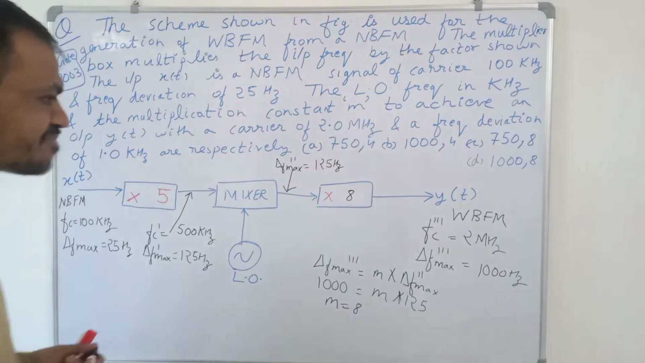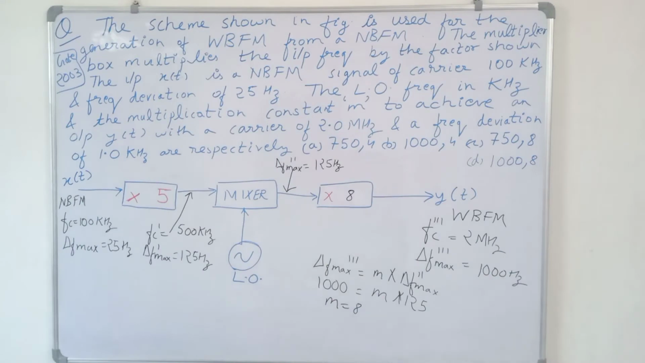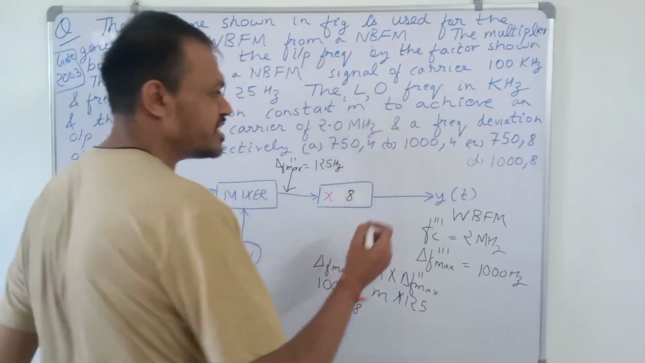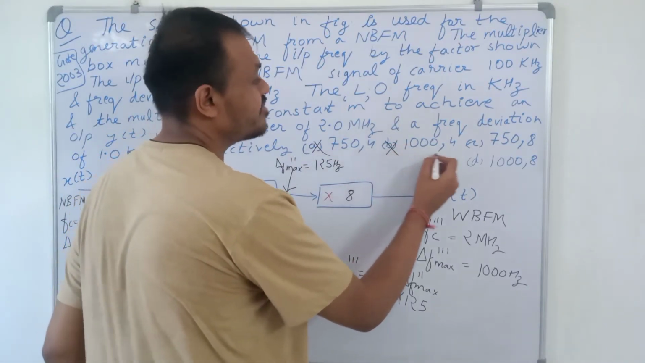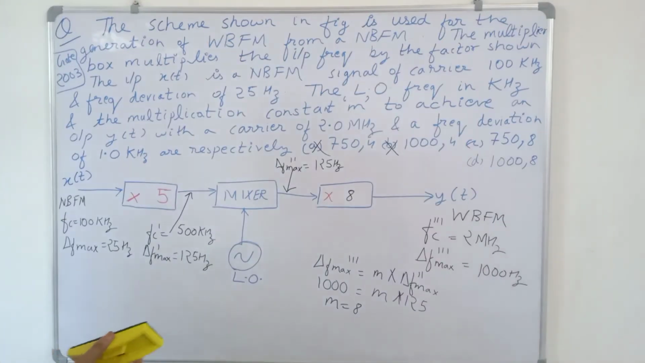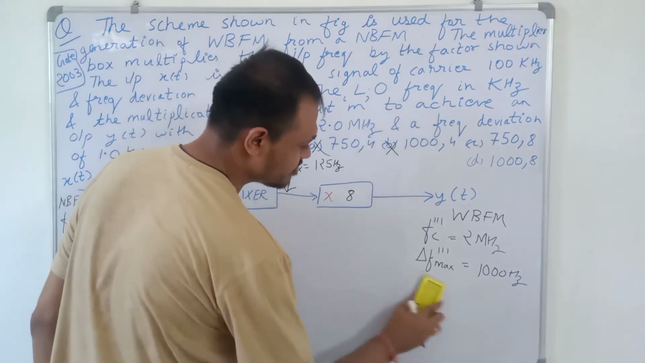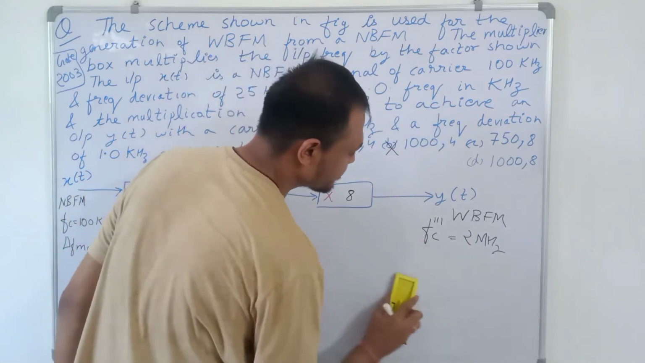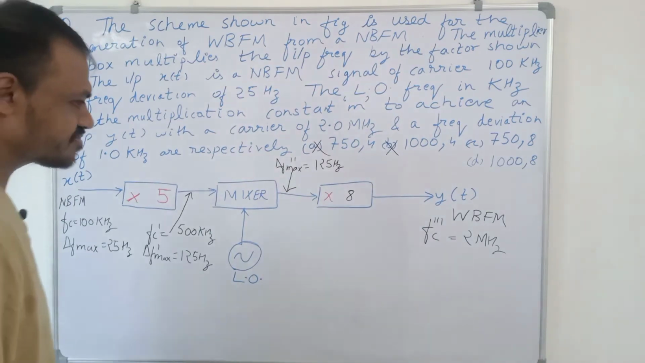Now we have solved for m. So we had 4 options, but options A and B cannot be correct. We are left with 2 options, 750, 8 and 1000, 8. Now we have found delta f max double dash, so I am removing this. Now we just have to talk about fc triple dash.